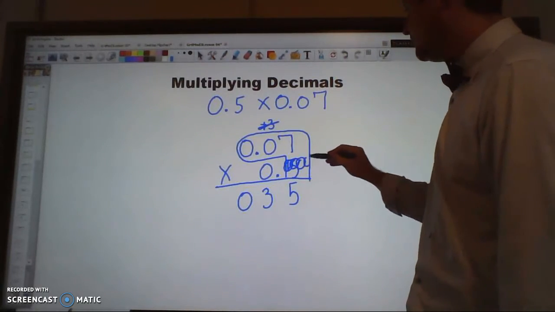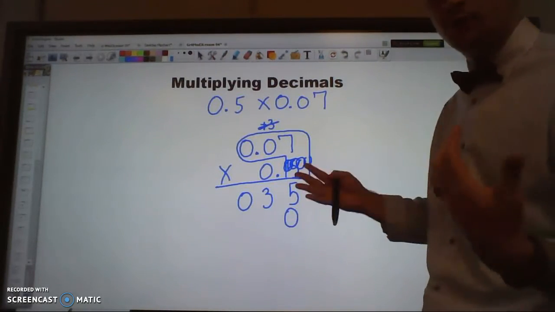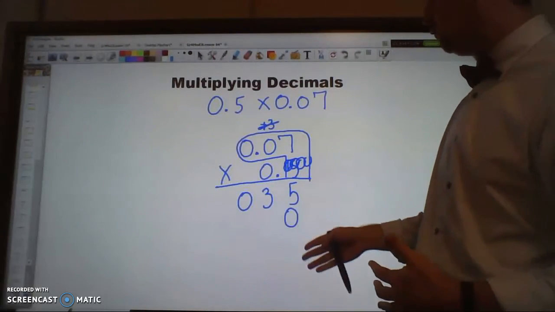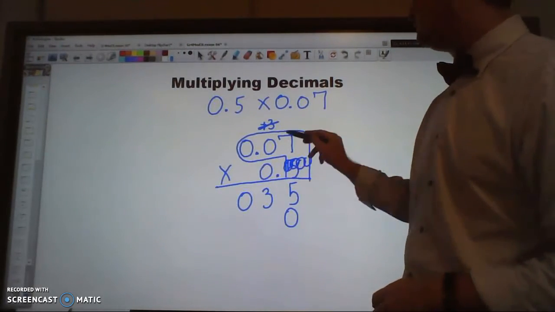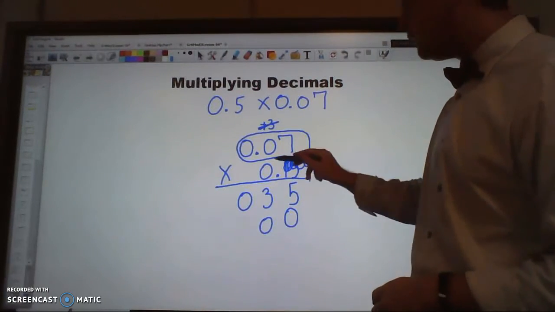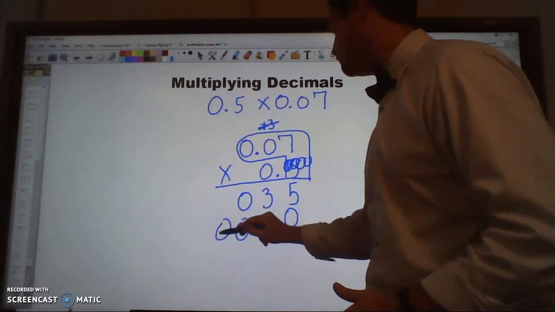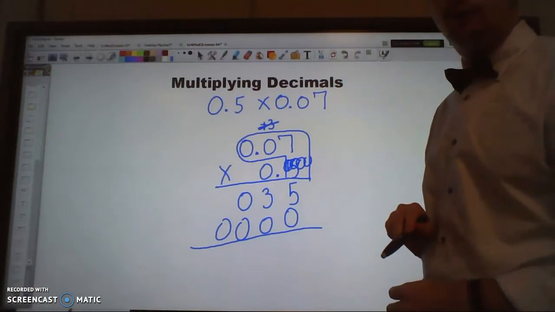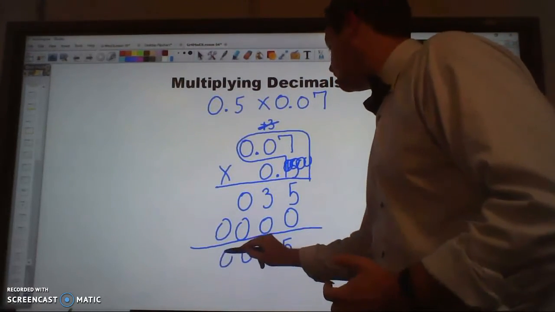That pearl necklace and that turtle gets so excited that it lays an egg. Boop. Really, egg is just a 0, a placeholder because we're moving from the tenths to the ones. Now, 0 times 7 is 0. 0 times 0 is 0. 0 times 0 is 0. Add them up. 5, 3, 0, 0.